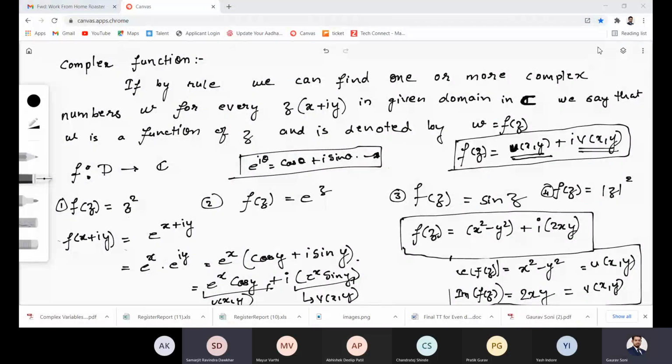Yes sir, the screen keeps fluctuating between black and white, sir. I think it's only for you.